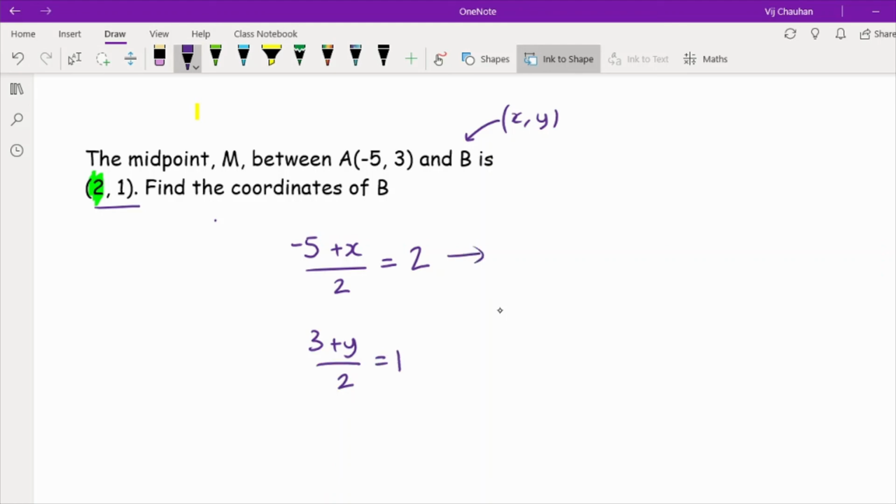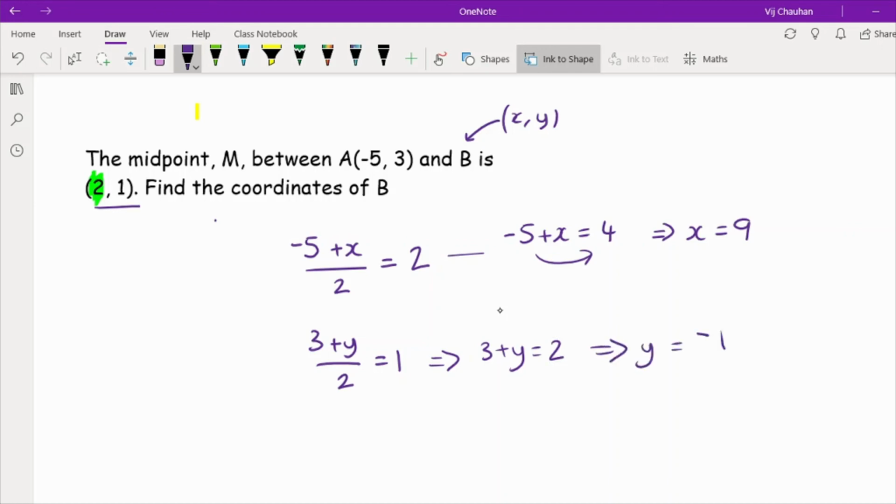So solving this, what we need to do is take the 2 over to the side. So we've got minus 5 plus x equals 4. Take the 5 over to the side, in which we get x equals 9. And then solving this particular question, we get 3 plus y equals 2. So therefore y equals minus 1. So here our coordinates of B are going to be 9, minus 1.